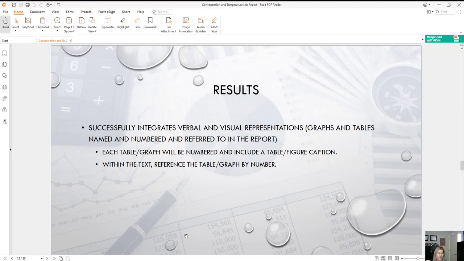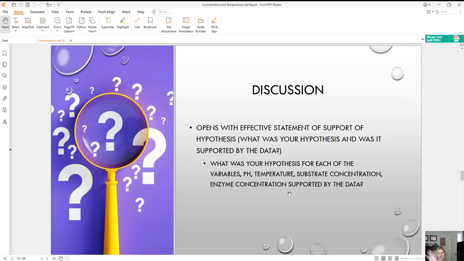With the actual visuals, make sure that you include titles. And for the graphs, don't forget to label the axes. Okay.